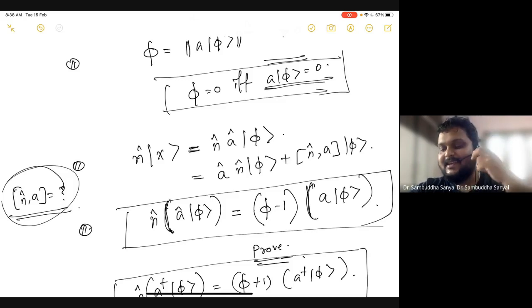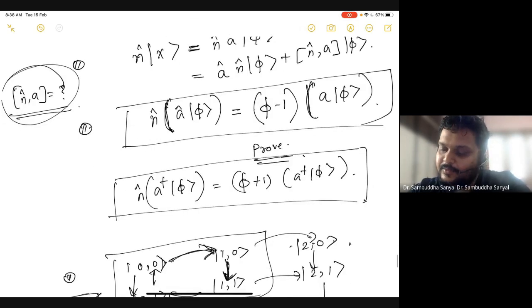So that means if you act A on phi, you can go one integer level below. I have not yet stated anything about phi. I don't know if phi is an integer, but phi minus 1 is one level down in eigenvalue. So it is very similar to the harmonic oscillator case. And I asked you to prove this, which is very simple; it's just the opposite way. Okay. So up to this is what we talked about last time.